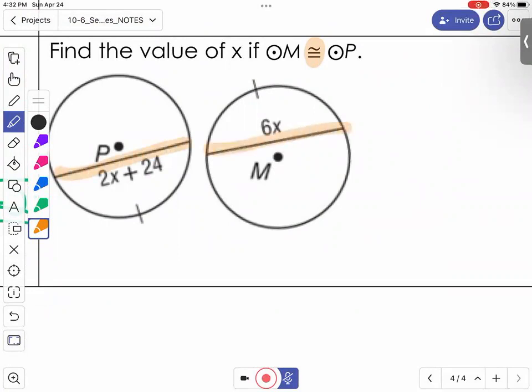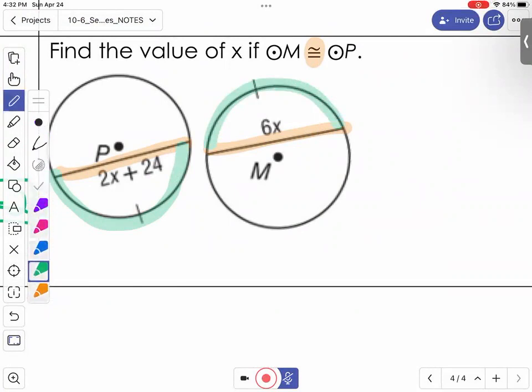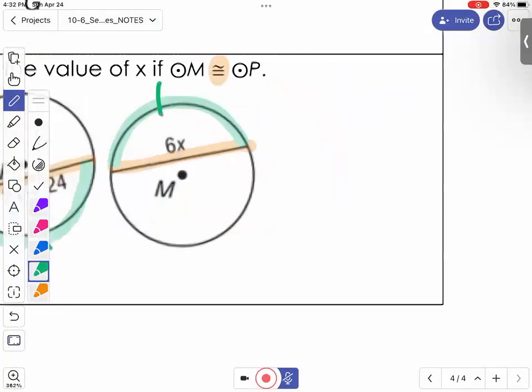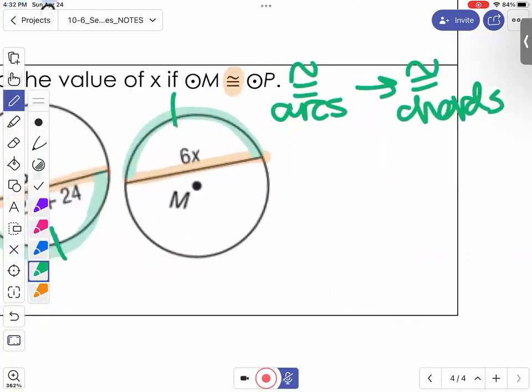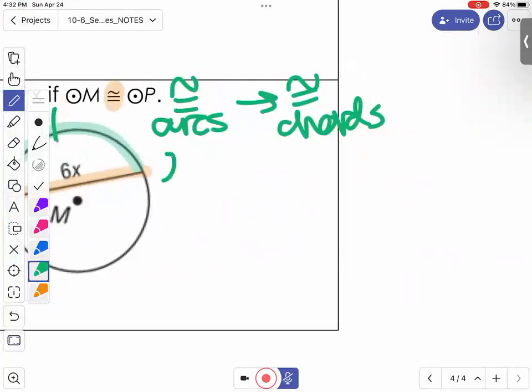X is a chord. I do not have any information on those chords yet, so then look at their arcs. Their arcs are congruent. Each one of them has one dash each on it. So again, congruent arcs give us congruent chords. Now I know how I can set this up. So 2x plus 24, my first chord, should equal the second one of 6x. So that's what it meant by two congruent circles.